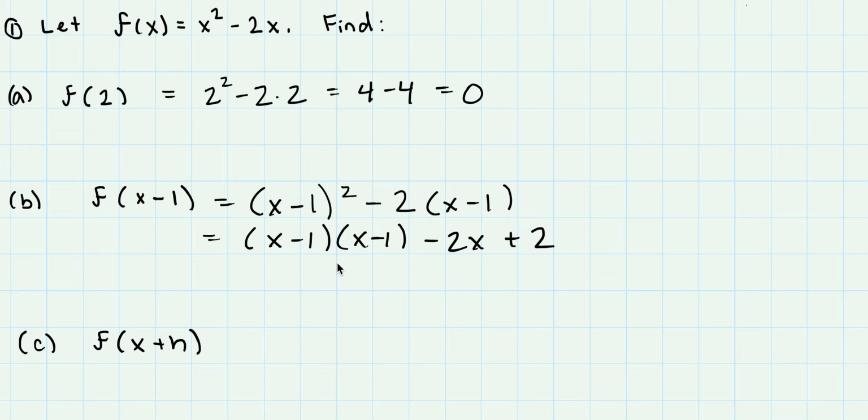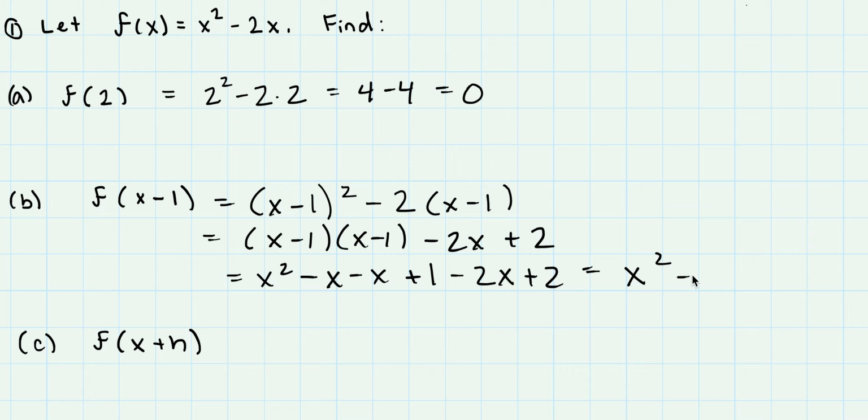And now let's FOIL this. This is x squared, a minus x, and then another minus x, plus 1, minus 2x plus 2. So to simplify this, we get x squared minus 4x plus 3. So I have a negative 1, a negative 1, and a negative 2. So that makes a negative 4. And then a 1 and a 2 make a 3.